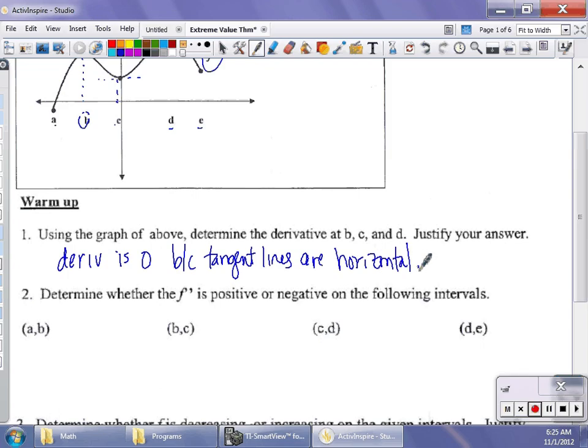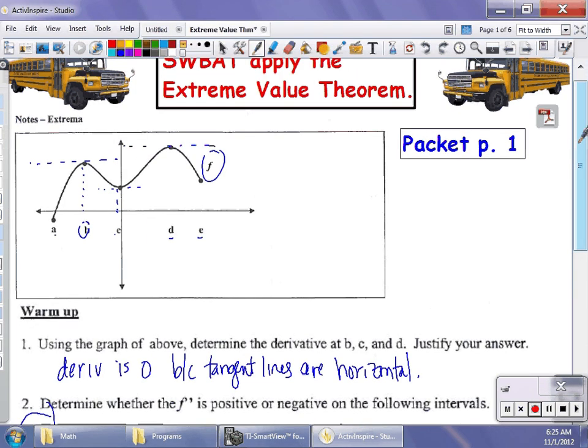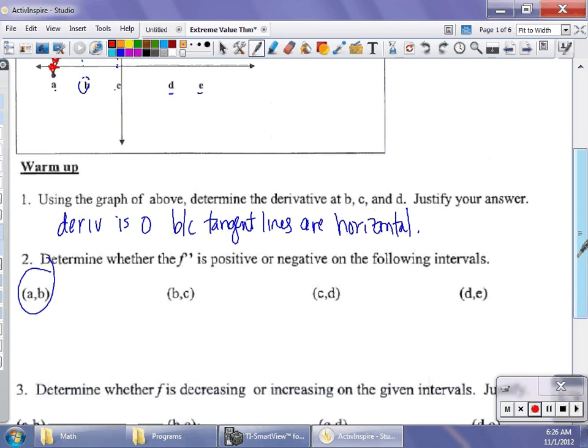Number 2, determine whether the first derivative is positive or negative on the following intervals. So the first interval we're looking at is the interval from a to b, and I'm going to change colors to red for that. So we are considering the first derivative from a to b, so I'm going to color that portion of the graph. Now if we think about the tangent lines in that portion of the graph, and we were to follow the curve with tangent lines at those points, I think we can see that the first derivative on that interval from a to b is positive.